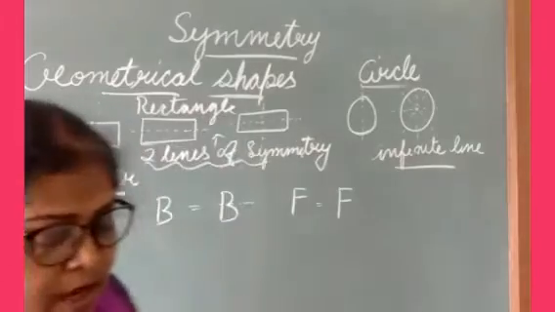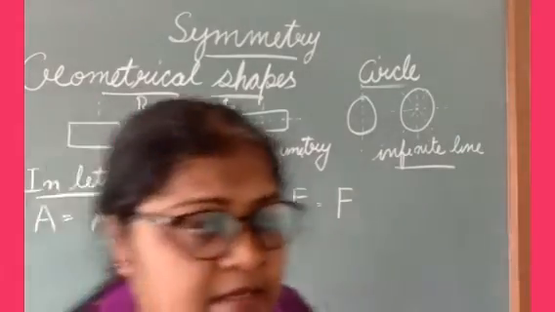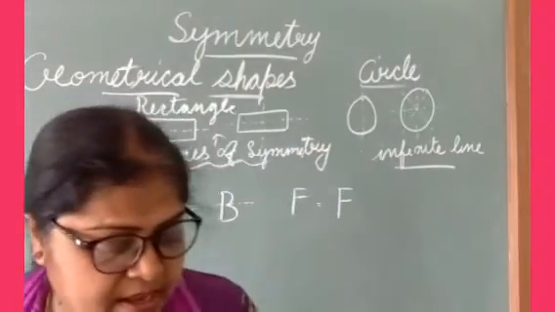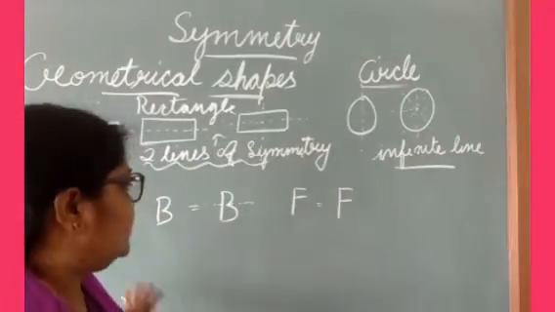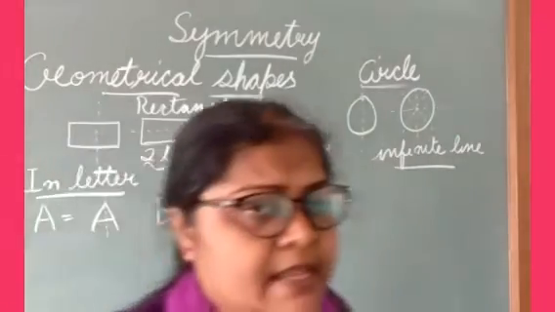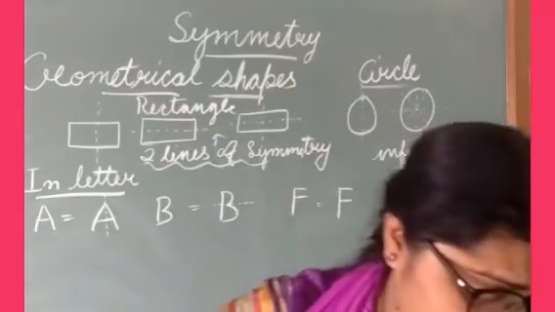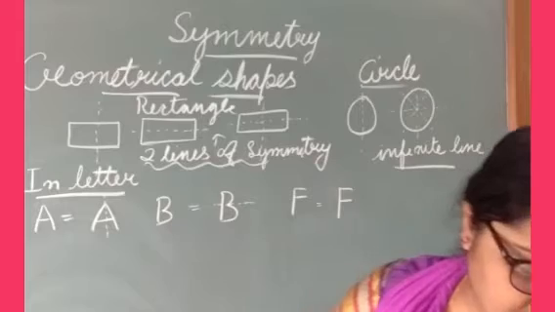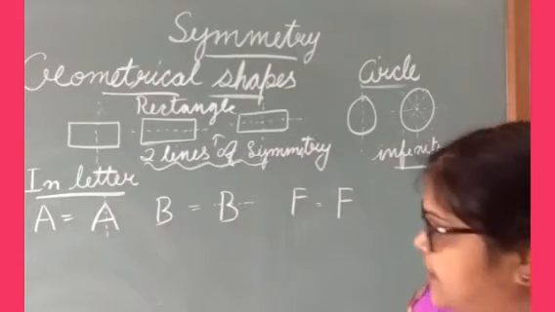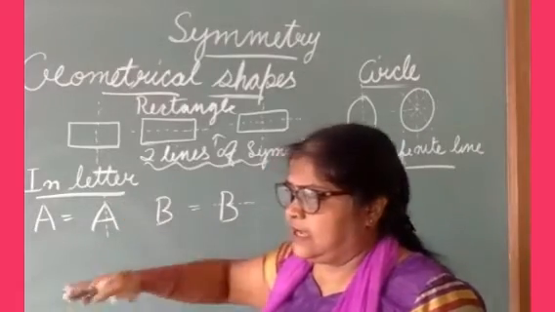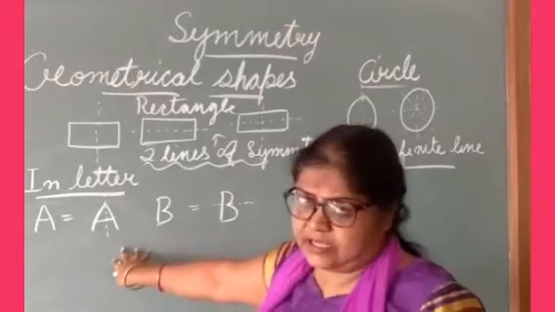Understood? Now next you will learn about symmetrical lines in letters. These are all English alphabet letters: A, B, C, D. Number 1 is the letter A. You can draw one symmetrical line in the letter A.